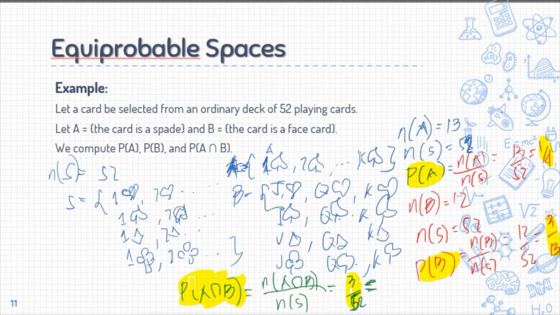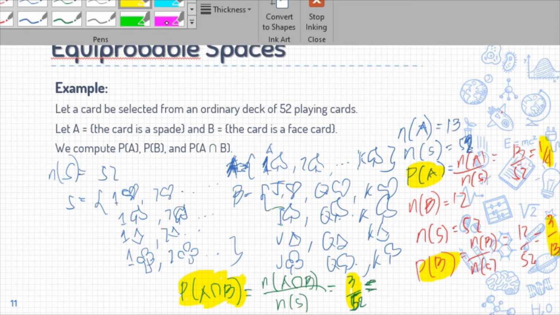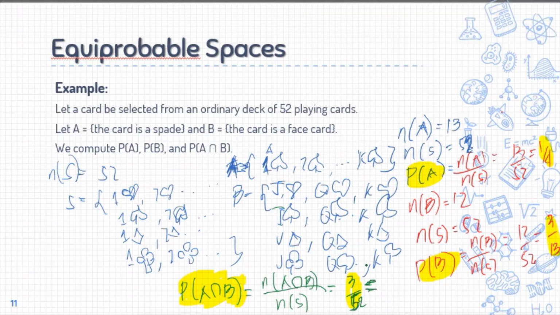Okay. So, that is our example. Okay, so nansira na nato tanan. We got the probability of A, which is 1/4, the probability of B, which is 3 over 13. The probability of the intersection of both events is 3 over 52. And the elements of our set A, nakuha na to, and the elements of our set B, and our sample space.